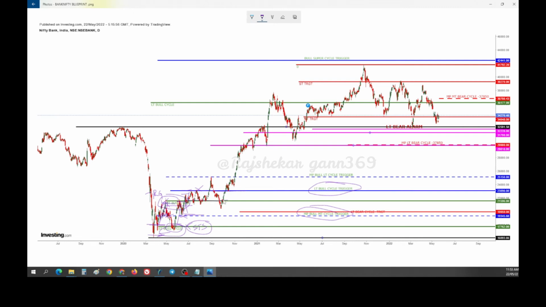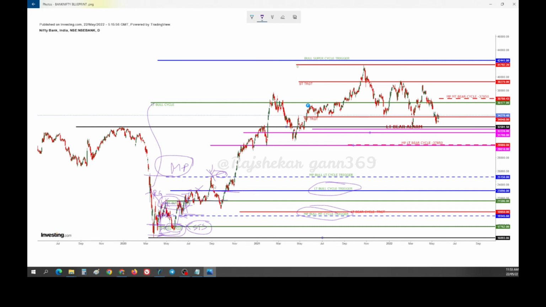And after taking support from here, this went up, triggered this long term bull cycle trigger, and after that this also touched the midpoint of the long term cycle. So what was the long term cycle? This was your long term cycle. So this is your midpoint of the long term bullish cycle. Look at this. From here, after reaching the short term target and medium term target, it went and stopped at the midpoint of the long term bull cycle target.